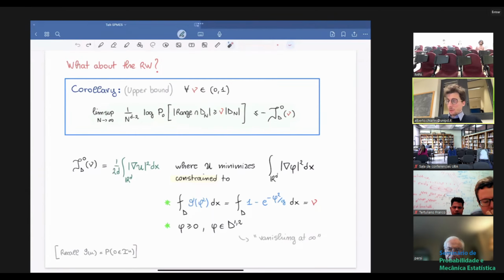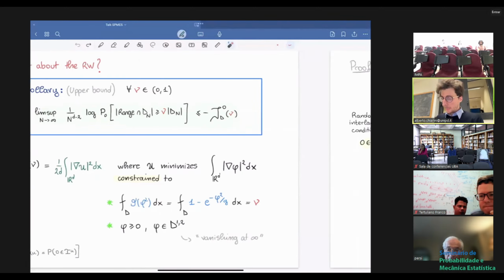So what we found here is an upper bound completely described by a constrained minimization problem, where the constraint involves a function that comes from random interlacements.